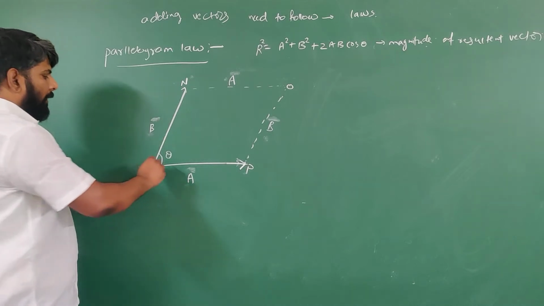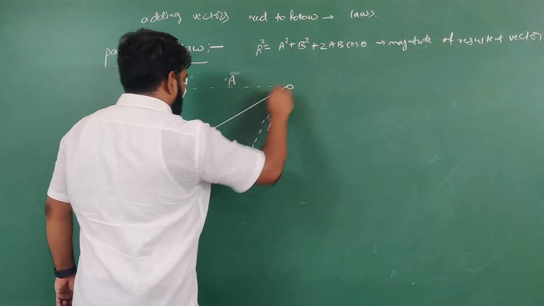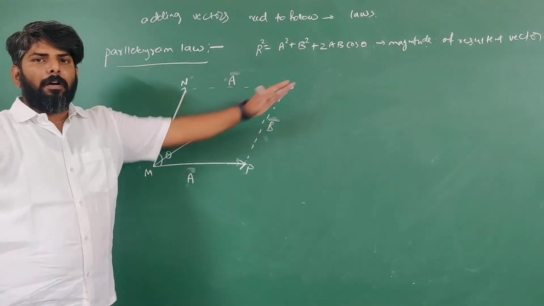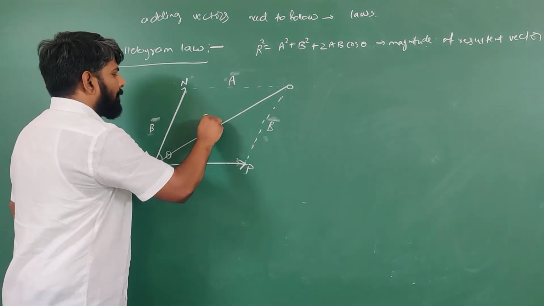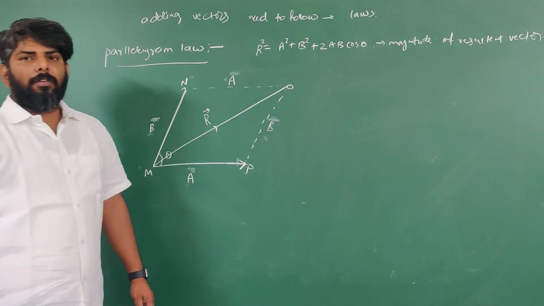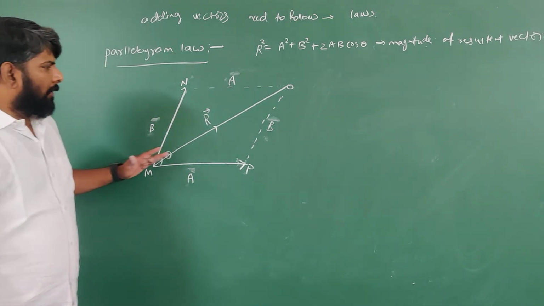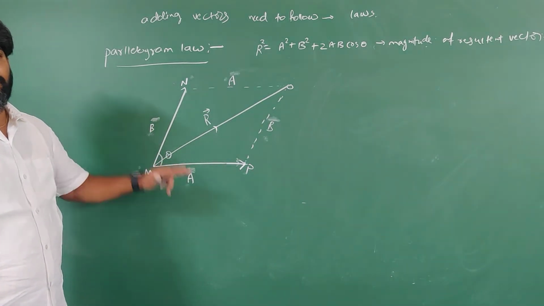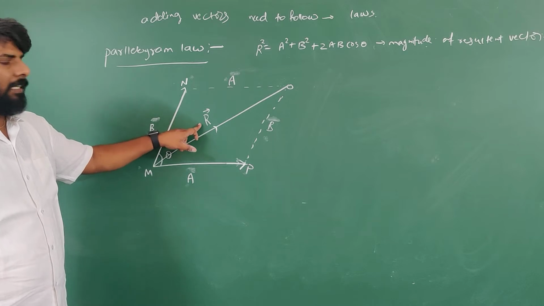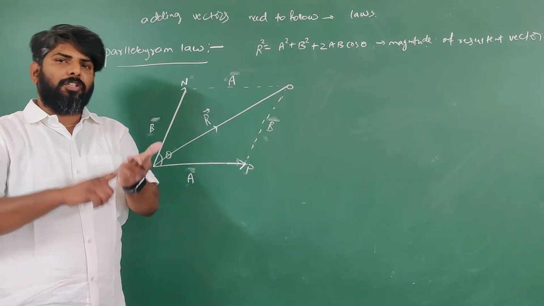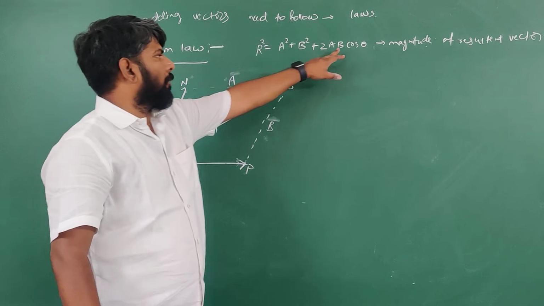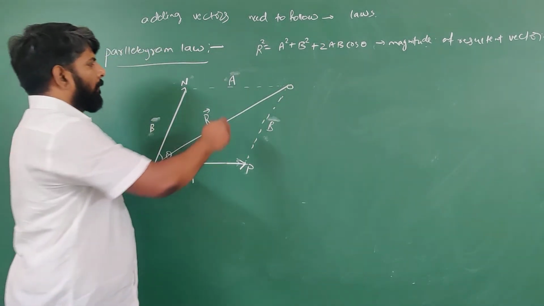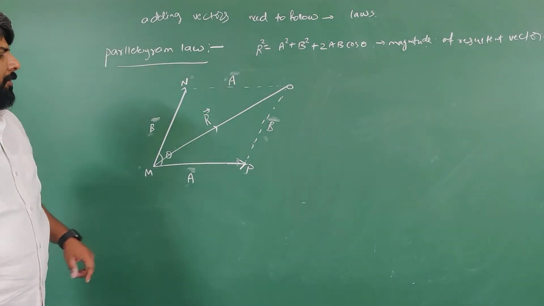Then the diagonal passing through this parallelogram gives the value of resultant vector. This diagonal represents resultant vector of these both. Again, for this resultant vector, magnitude available and direction available. For finding the magnitude, it is the formula r square equal to a square plus b square plus 2ab cos theta. How we got that equation?